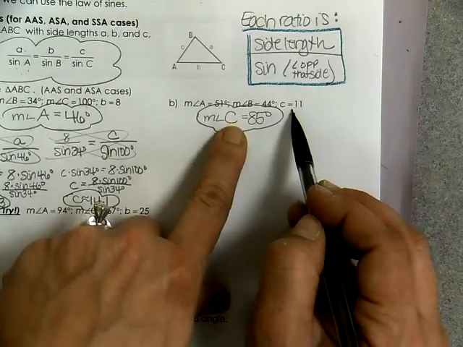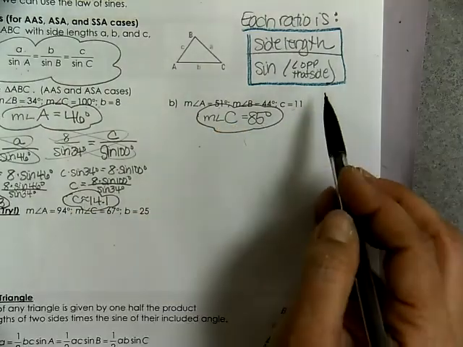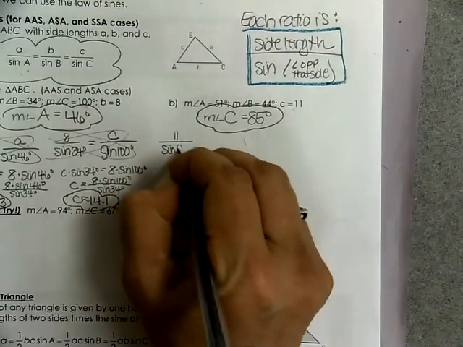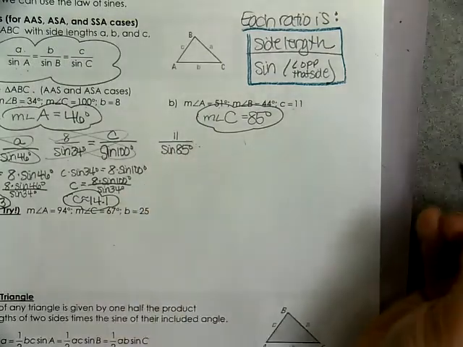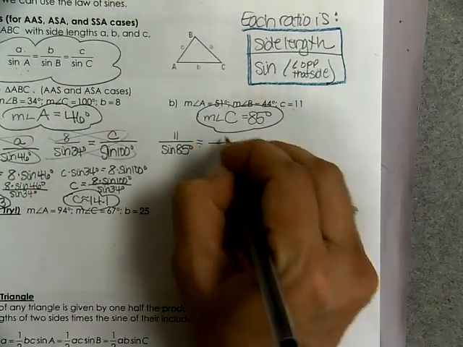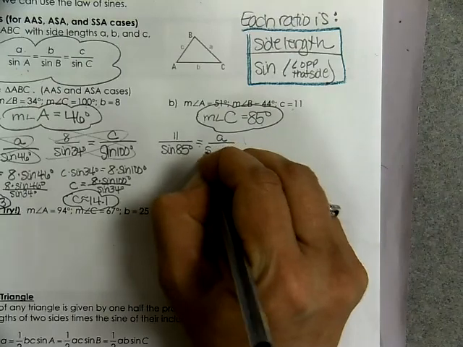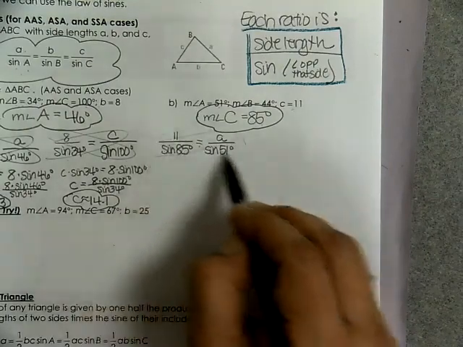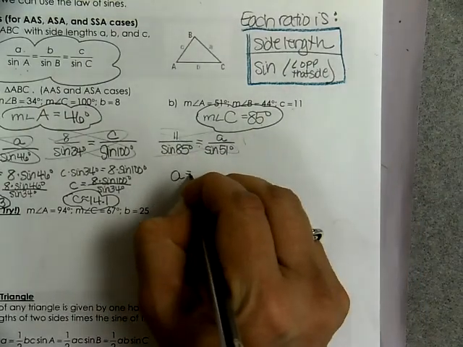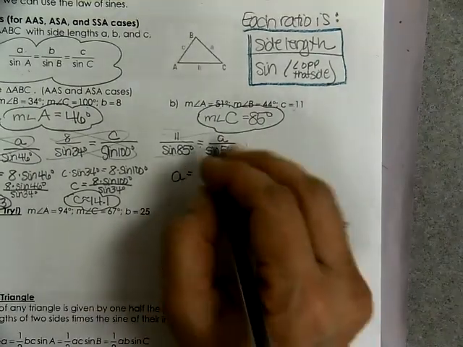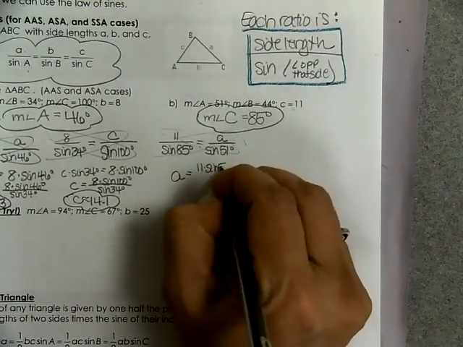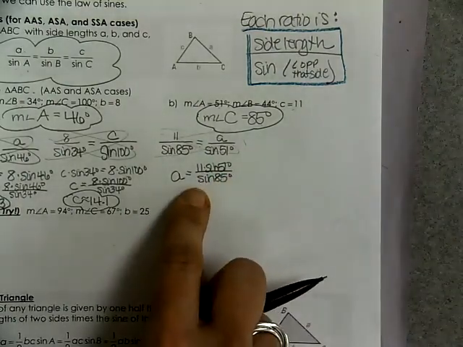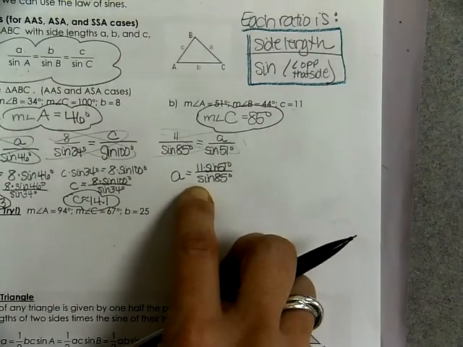And then I know side C and angle C exactly, so that's what I'll be using in my ratio. So I'll take side C, which is 11, over the sine of angle C, which is 85 degrees. And then I'll find side A first, so I'll take A over the sine of 51 degrees. We're then going to cross multiply. And once you do a lot of these, you kind of see what's going to happen. You're going to multiply the 11 and the sine of 51 degrees, and you're going to divide by the sine of 85 degrees. So that's kind of nice to see what A is when it's isolated.